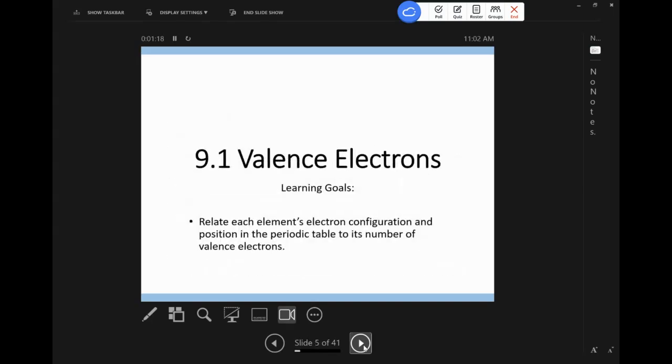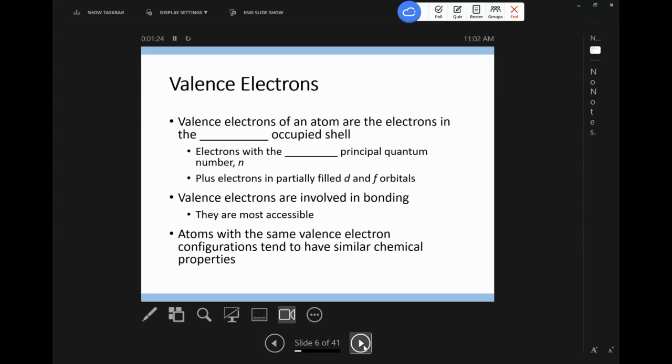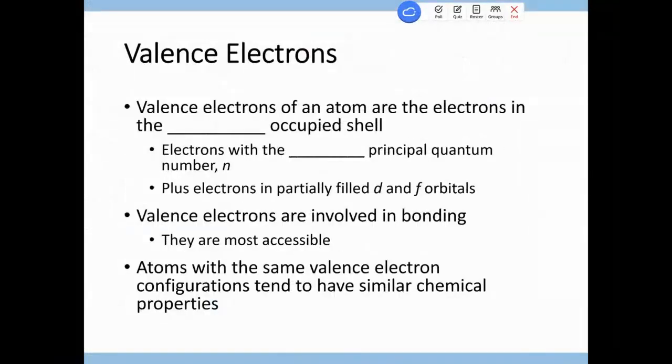Our first section is about valence electrons, which we've talked about a little bit already. I mentioned them in Chapter 8. Valence electrons are the electrons that occupy the outermost shell, the highest energy, highest principal quantum number. So we'll say this is the highest occupied shell: electrons that are in the shell with the highest principal quantum number n. And if you have any partially filled d shells or partially filled f shells, those are also valence electrons.